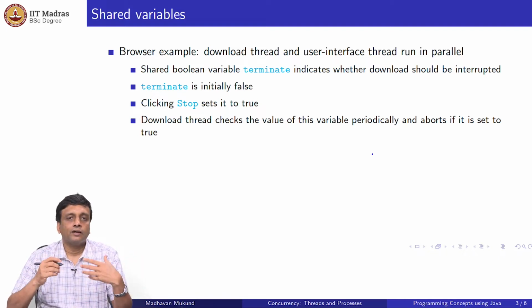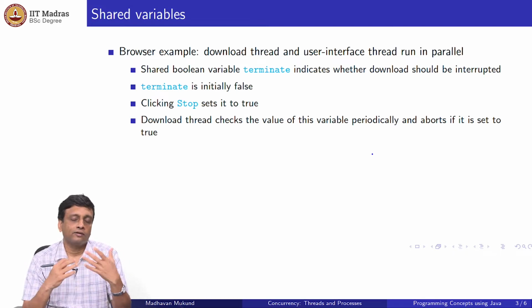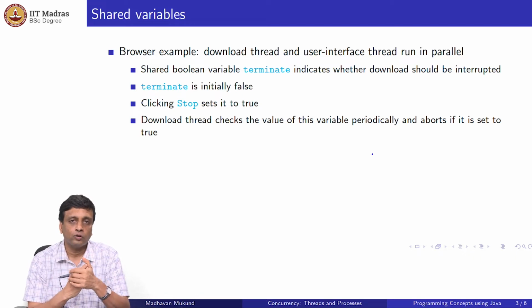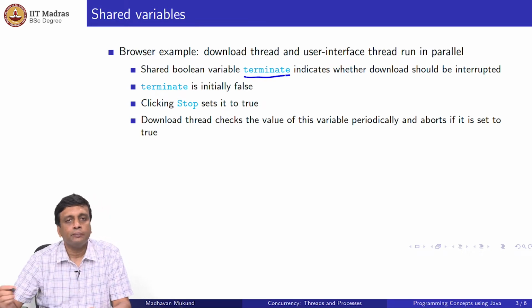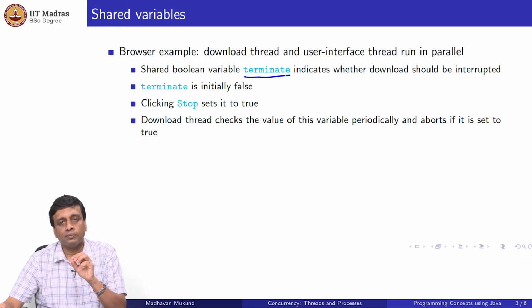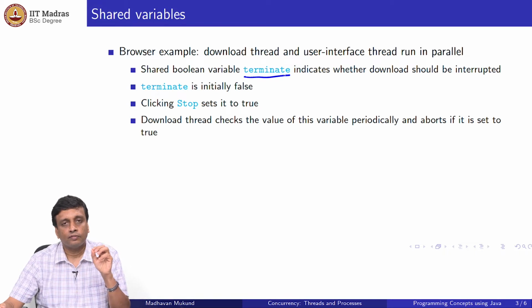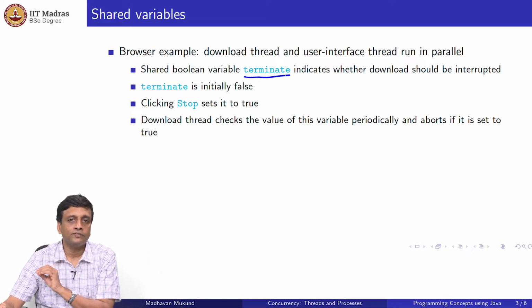So for instance, remember we were talking about this browser which could download something, but then we could accidentally or intentionally cancel this download if we felt it was taking too long. So we could have a shared Boolean variable called terminate, which indicates whether or not that download should be terminated. By default, when we start a download, terminate is false. At some point, when we click on the button to cancel a download, that is in a different thread. The download thread is happening in parallel. It is already downloading, but periodically it is checking the value of this variable terminate.